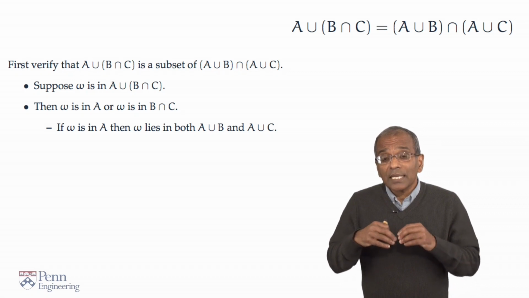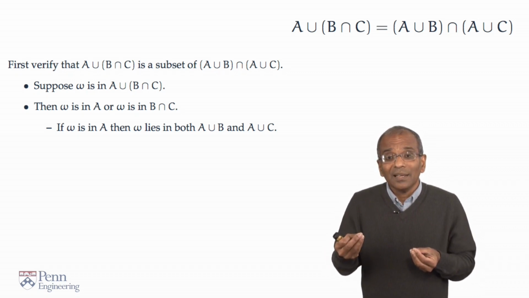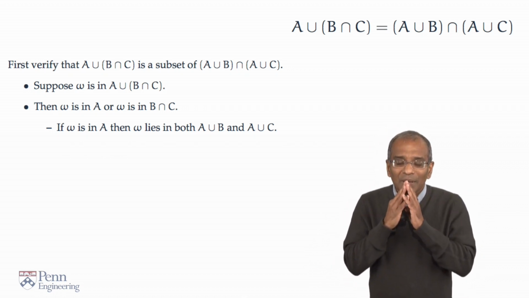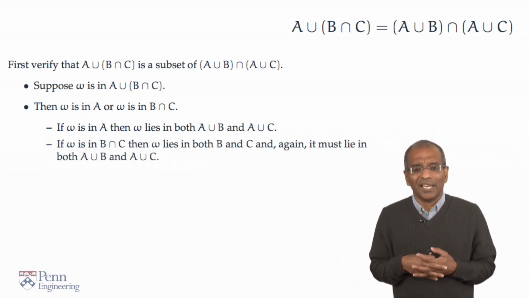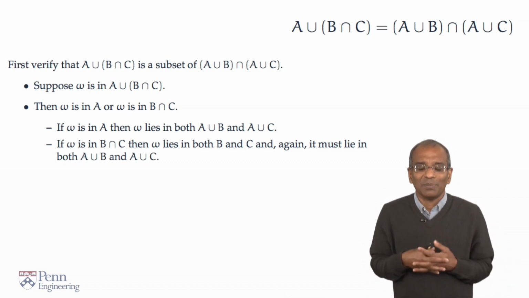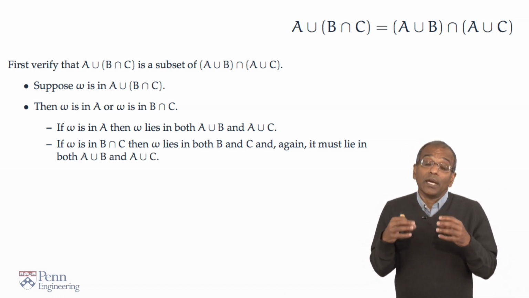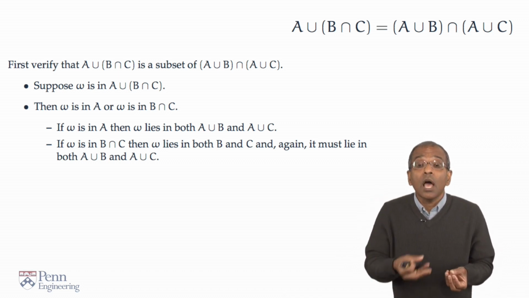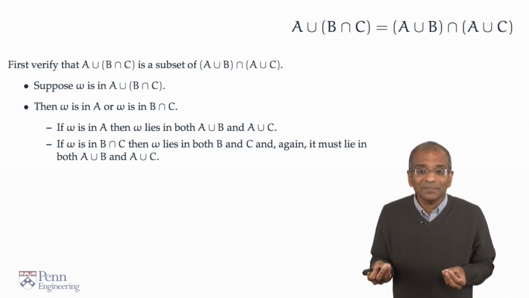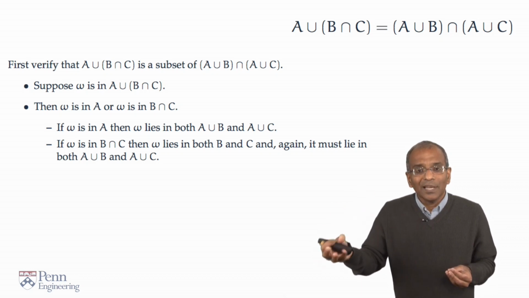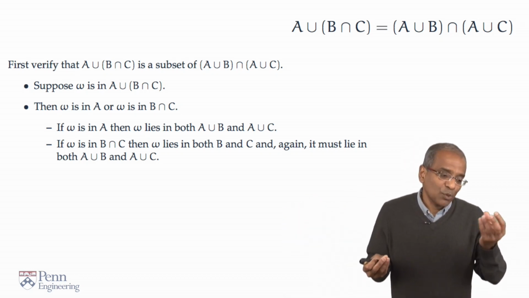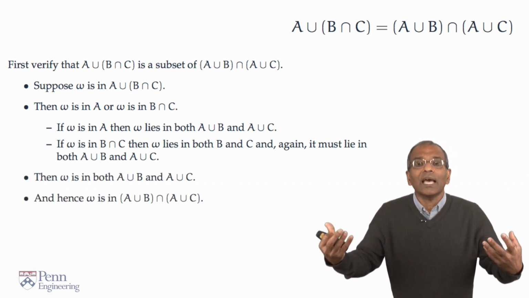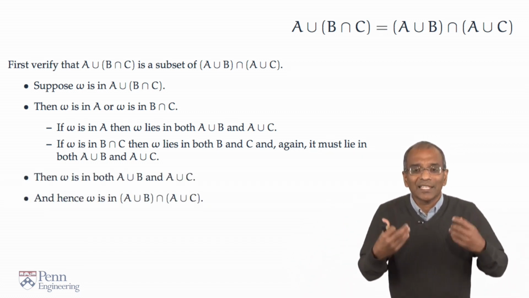Good, we have established that in the case omega is in A, an omega on the left-hand side is also on the right-hand side. What if omega is in B intersection C? Okay, here's a second possibility. Well, if omega is in B intersection C, then omega must be, by the definition of intersection, both in B and in C. Since omega is in B, it is there in A union B. Since omega is in C, it is there in A union C, and therefore it is manifestly there in the intersection of A union B and A union C.